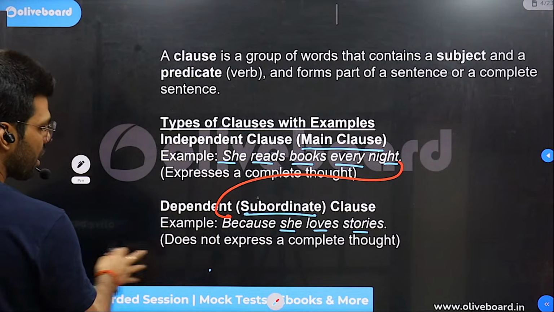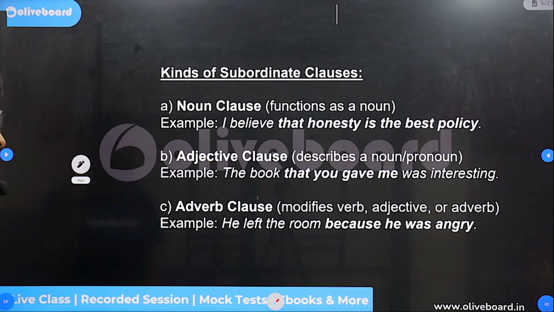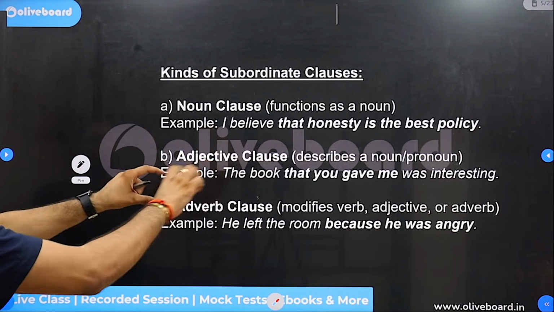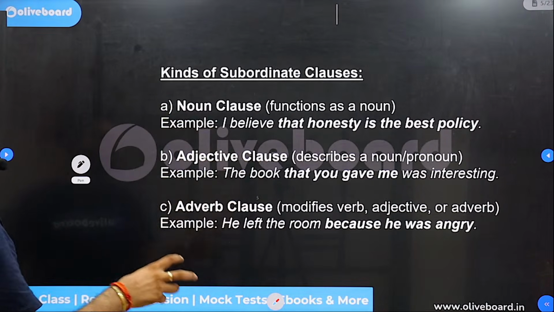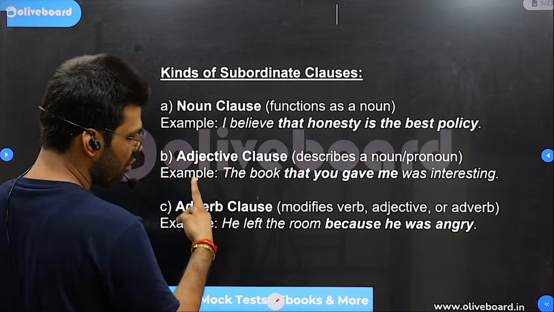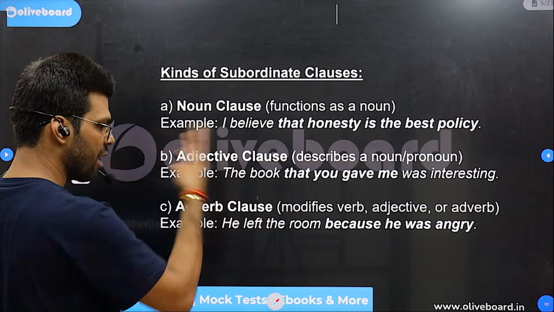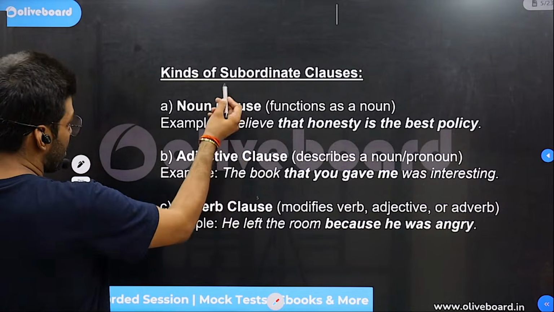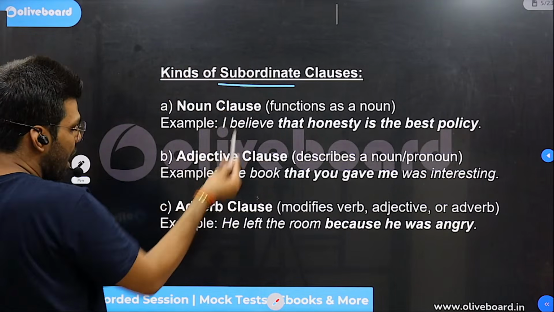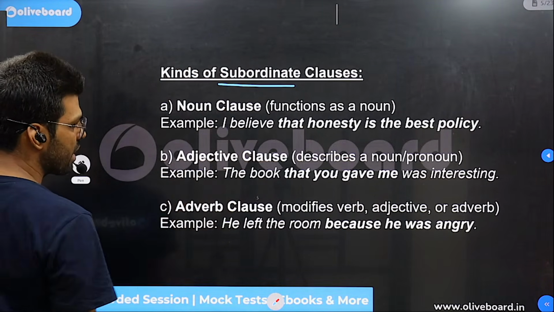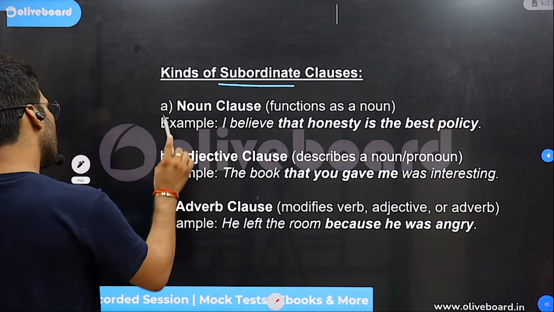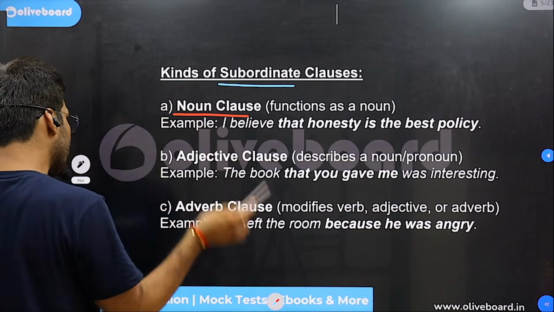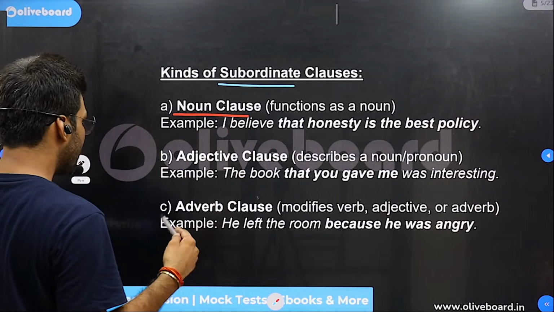As said, an independent clause expresses a complete thought. A dependent clause doesn't express a complete thought. As with phrases, if a couple of words, three to four words, or a group of words are behaving as a noun, we call that a noun phrase, adjective phrase, adverb phrase, and such. Clauses are of three types, especially the subordinate ones, which are behaving as something in a sentence.